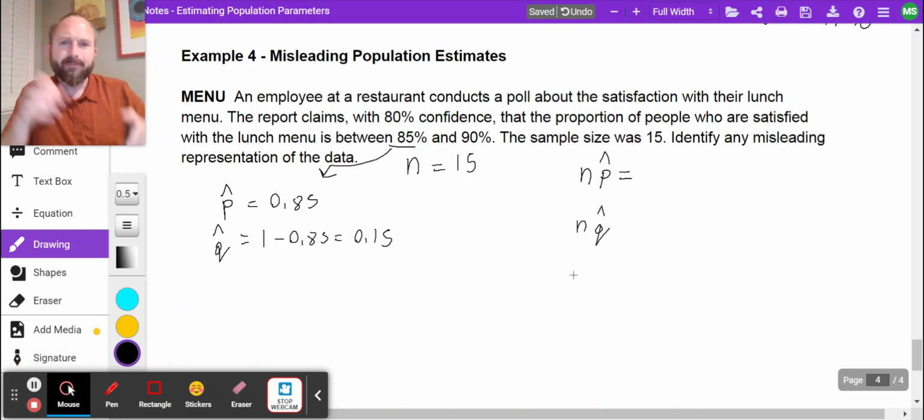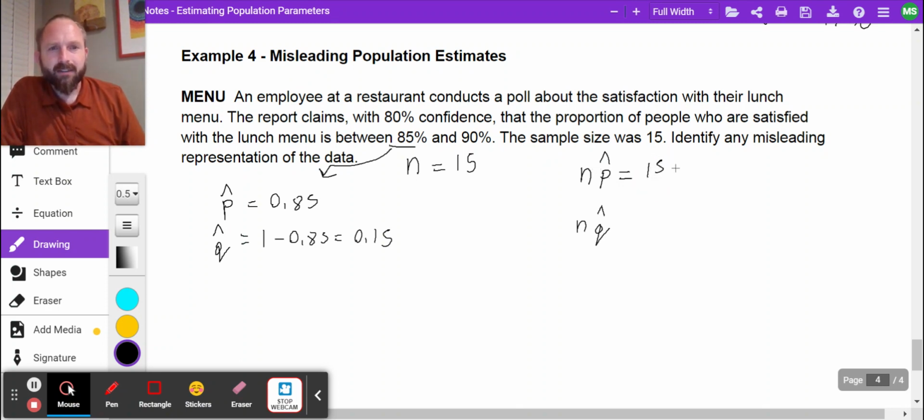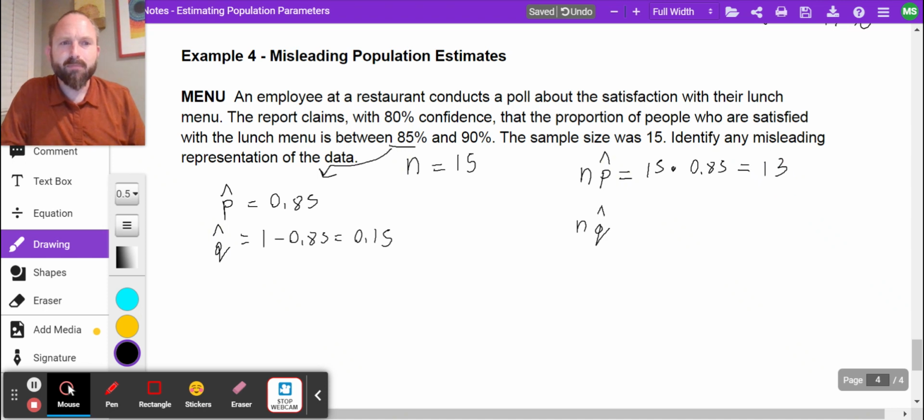All right, guys. So the sample size of this is 15. We know that the successful proportion is going to be 0.85, and if we do 1 minus 0.85, we get 0.15. So we take the sample size and multiply it by the successful proportion. So that would be 15 times 0.85, and this would equal 13. That's good. It's above 5. So we do a little check.